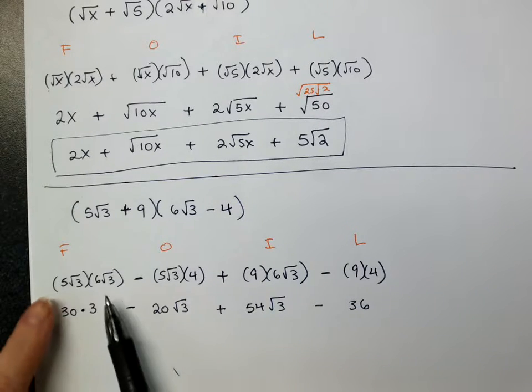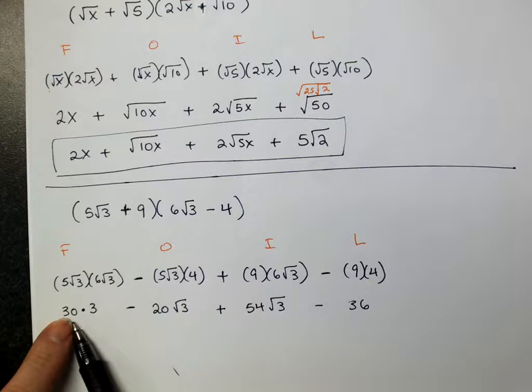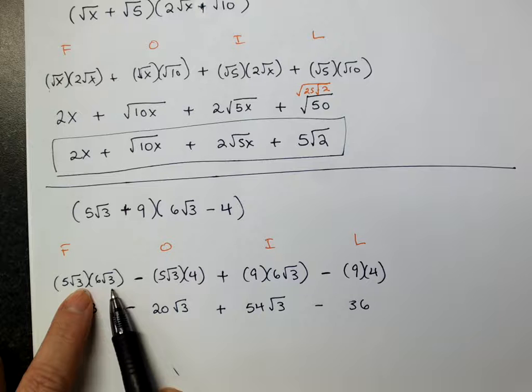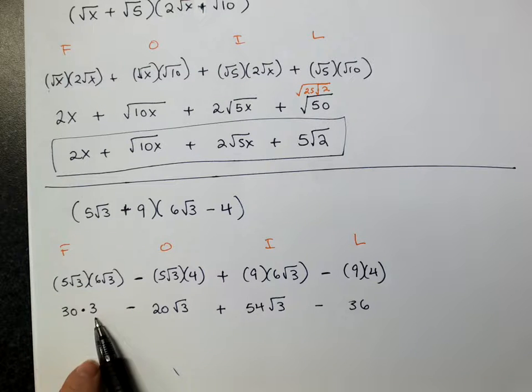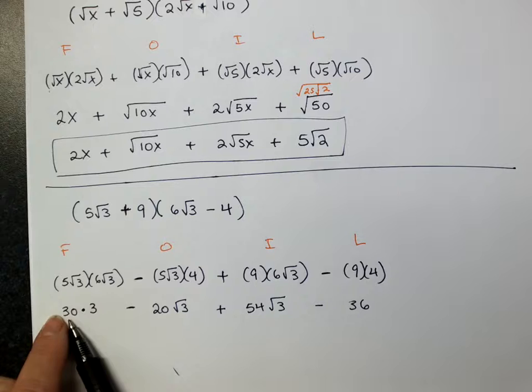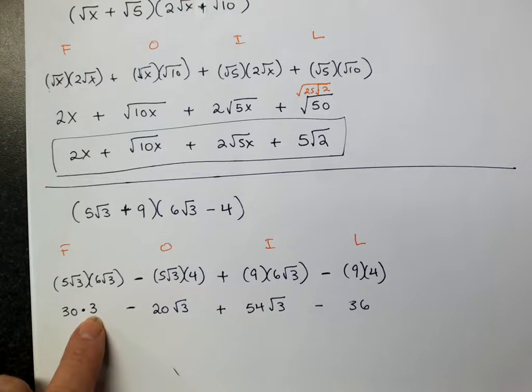This first one, we had a coefficient of 30. 5 times 6 is our new coefficient. And then our radicals, the radicands match, which means there's not going to be a radical sign anymore. Square root of 3 times square root of 3 is just 3. So we'll be able to multiply the coefficient of 30 times the released 3.